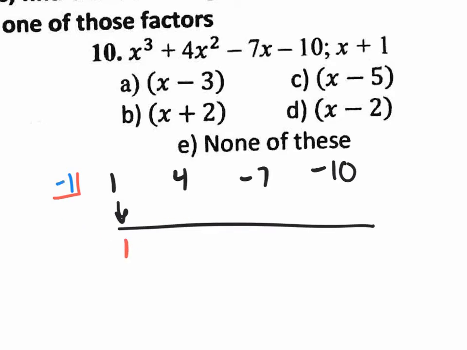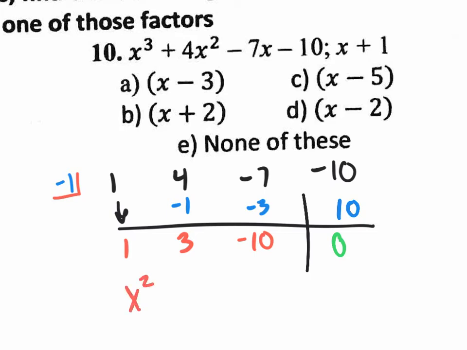Multiplying -1 times 1 is -1. Coming down, 4 plus -1, that's 3. Multiplying -1 times 3, -3. Going down, combining -7 plus -3, -10. Going up, multiplying -1 times -10, +10. Remainder is 0. No surprise, we already knew that. But the reason why we did this is to get the depressed polynomial.